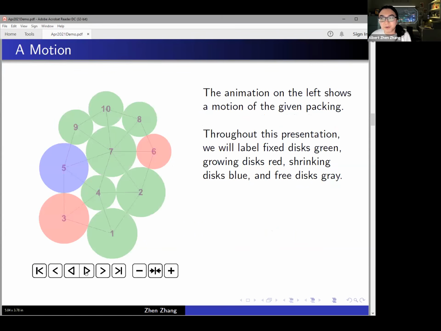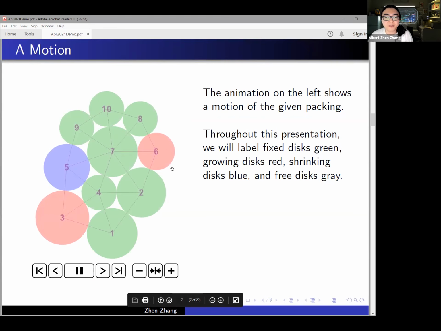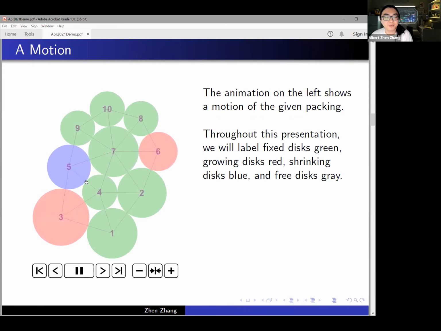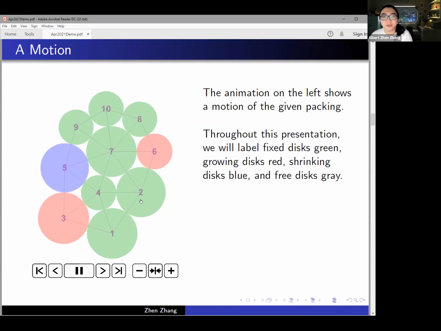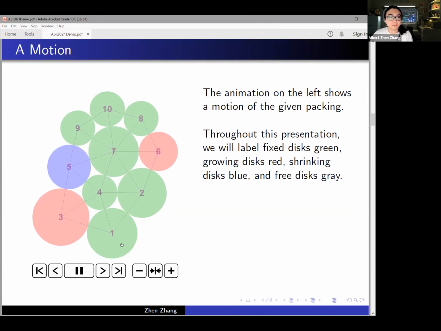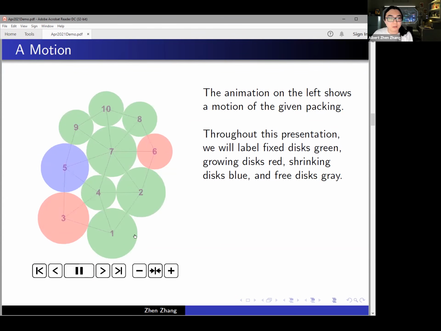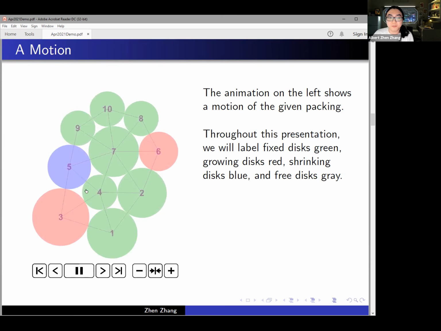So here's an example of a motion. Throughout the presentation, we will label fixed disks green, the disks that want to grow red, and the disks that want to shrink blue. So you can see that the red circles are growing, and the blue circle is shrinking, while the green ones stay constant. So that would be a motion on the packing given the inequalities represented by the color.